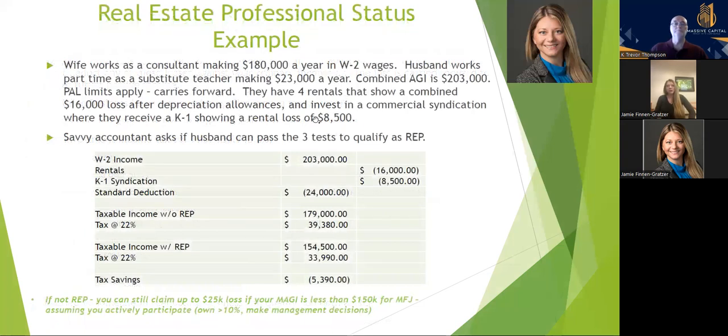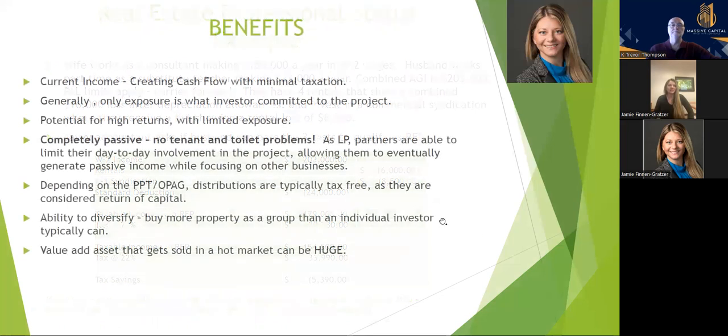And here's just a really quick example on that. Like I said, if I'm a W-2 employee and we have some rentals that are creating $16,000 in losses, and a K-1 syndication that's passing through $8,500 in losses, we can have a tax savings from that real estate professional election of close to $5,400. So as you can see, and this is a lower example, this can be quite beneficial if you have a savvy accountant that goes through those questions with you and you qualify.